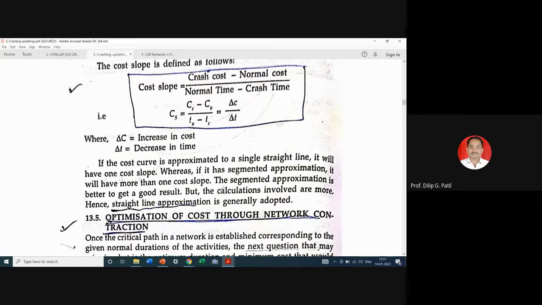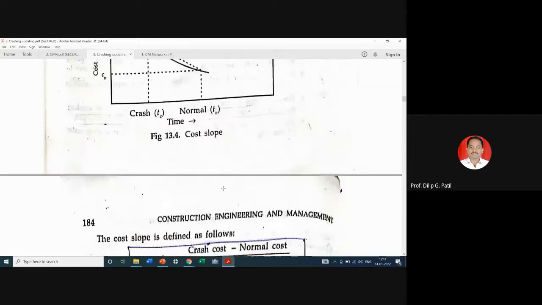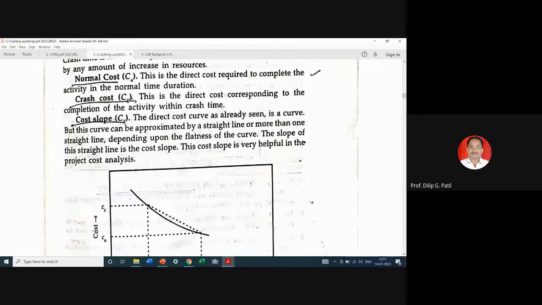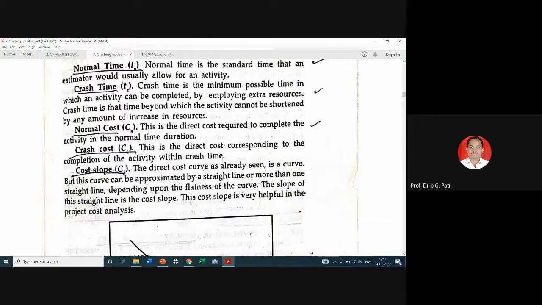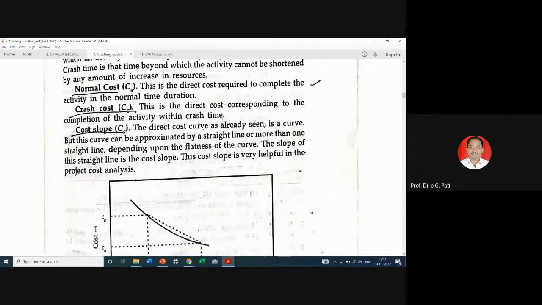And then we will see what the criteria are to do crashing. Okay, we have seen now cost slope. The direct cost curve, as already seen, is a curve, but this curve can be approximated by a straight line or more than one straight line. Depending upon the flatness of the curve, the slope of this straight line is the cost slope.